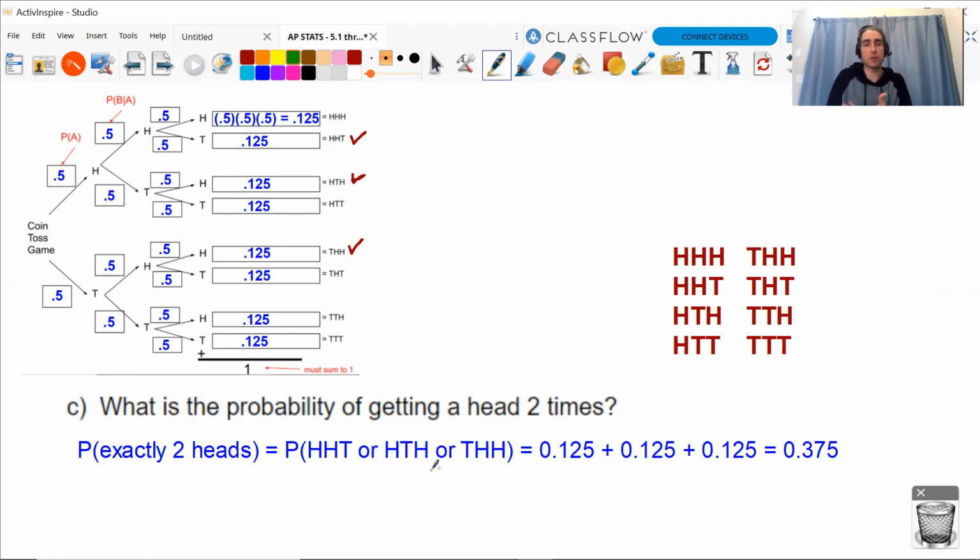Now it just depends on the order where the flips happen. So exactly 2 heads is HHT, HTH, or THH. So if you add the three 0.125s, you're going to get 0.375. But again, using your sample space, it's really just going to be 3 out of 8, right? 3/8 is the same thing as 37.5%. So you have a couple of ways to think about that.